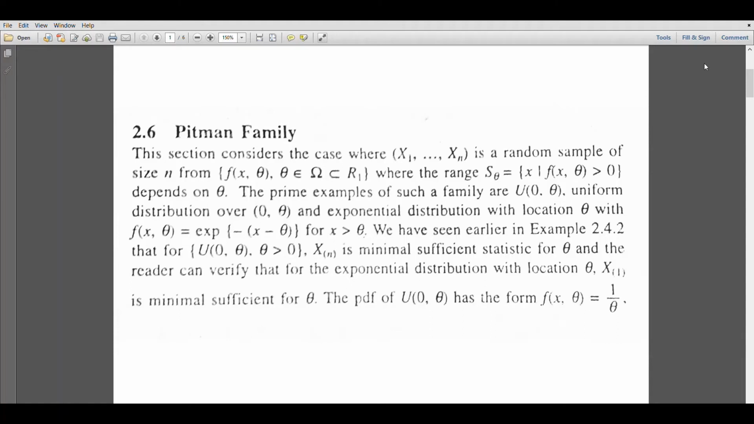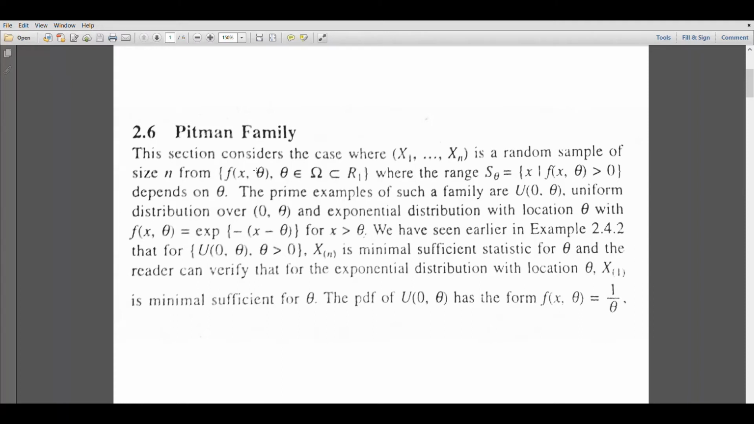Today in this video, we will discuss an important family of distributions called the Pitman family. Before going to the definition, we will have some common assumptions. Let X1, X2, ..., Xn be a random sample of size n from the class f(x, theta), theta belongs to Omega, a subset of R1.